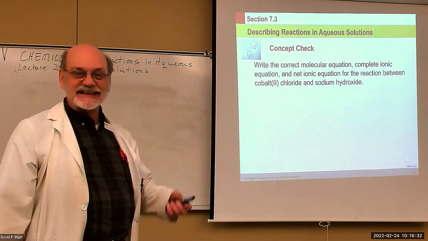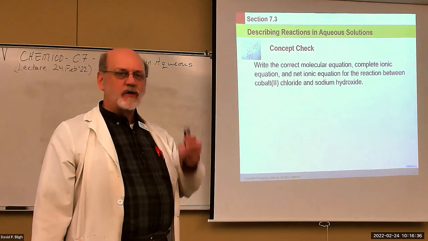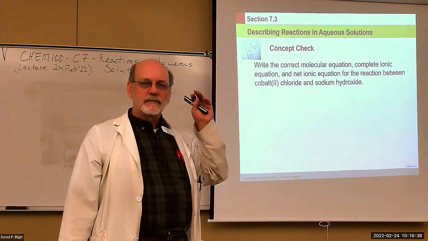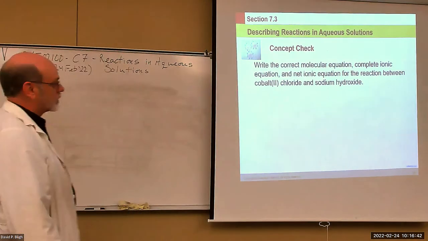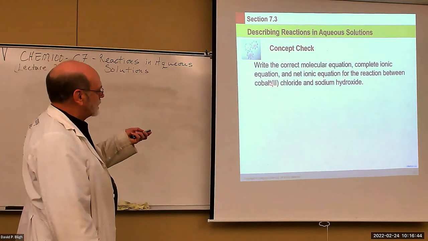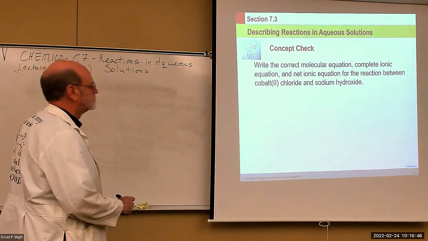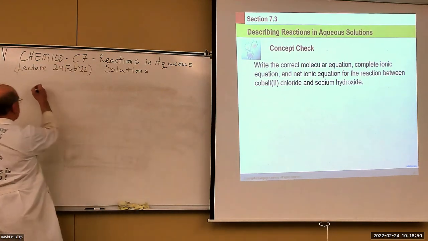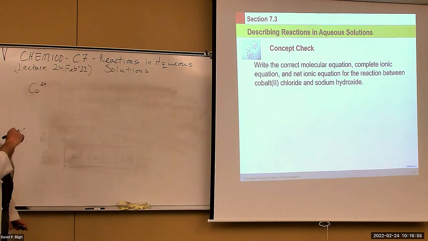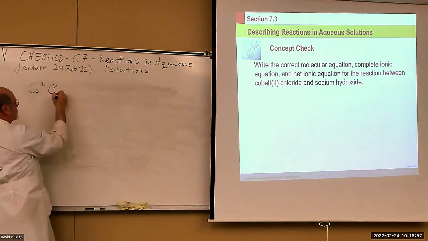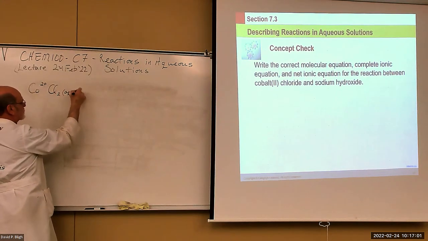Okay, let's take an example now. We're going to go from a word problem all the way through molecular, complete ionic, and net ionic equation. So we're going to react cobalt(II) chloride. Cobalt(II) has a 2 plus charge. Chloride, we need two of them in the aqueous solution.